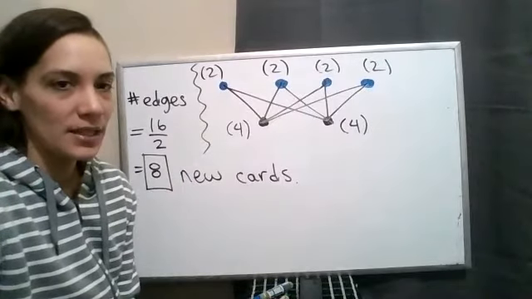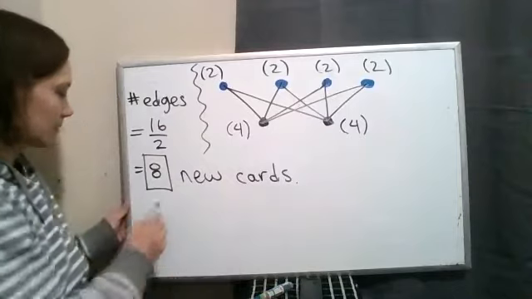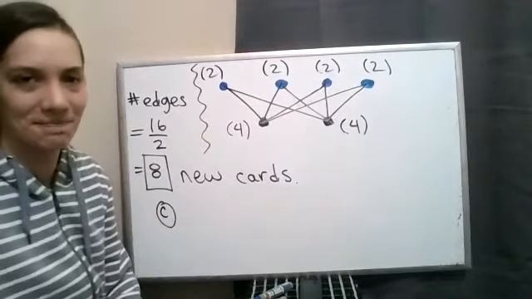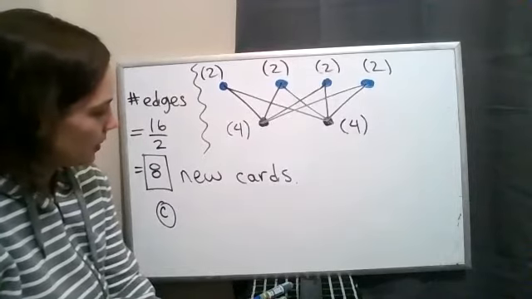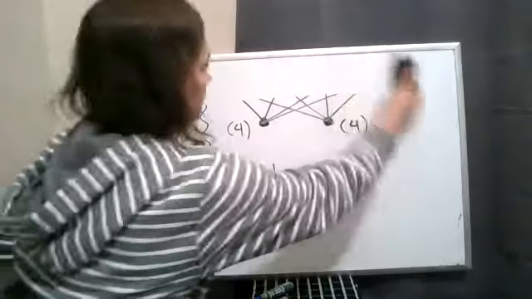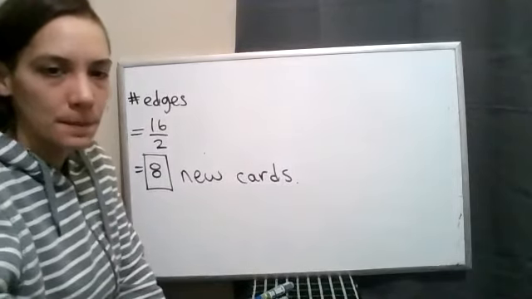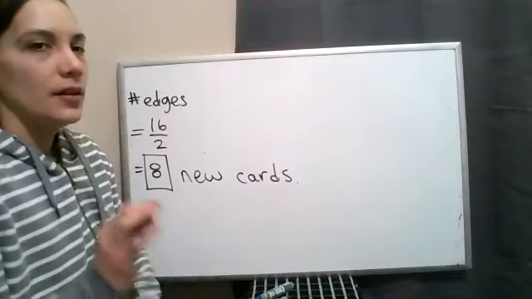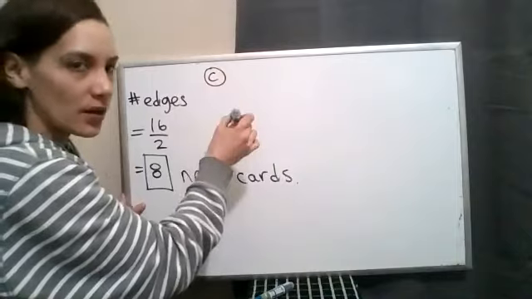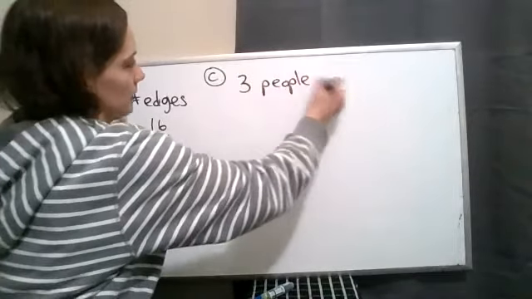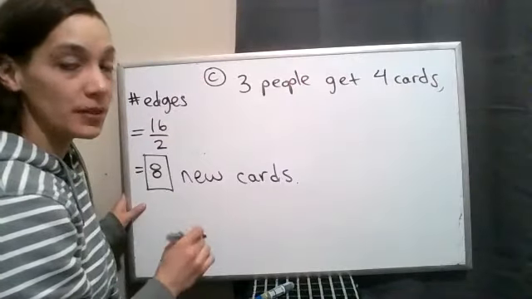Cool. We're going to make it through part C and then talk about kind of a weird situation in part D. Okay, so in this example, it's part C. We have 3 people get 4 cards. Two people get 3 cards.